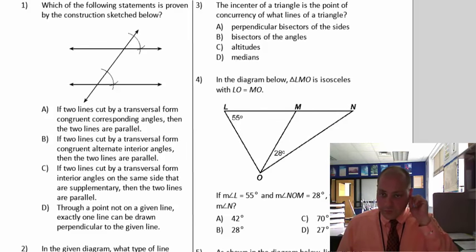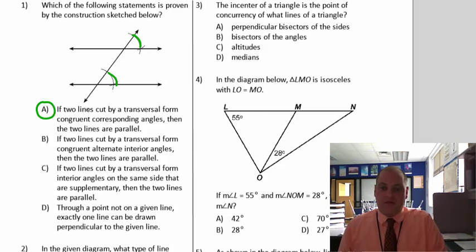So let's start with number 1 here. Which of the following statements is proven by the construction sketched below? So what is the construction showing? Okay, that construction is showing 2 parallel lines cut by a transversal, which pretty much all of these are saying, right? And it's showing corresponding angles. These angles here are corresponding, so that is choice A.